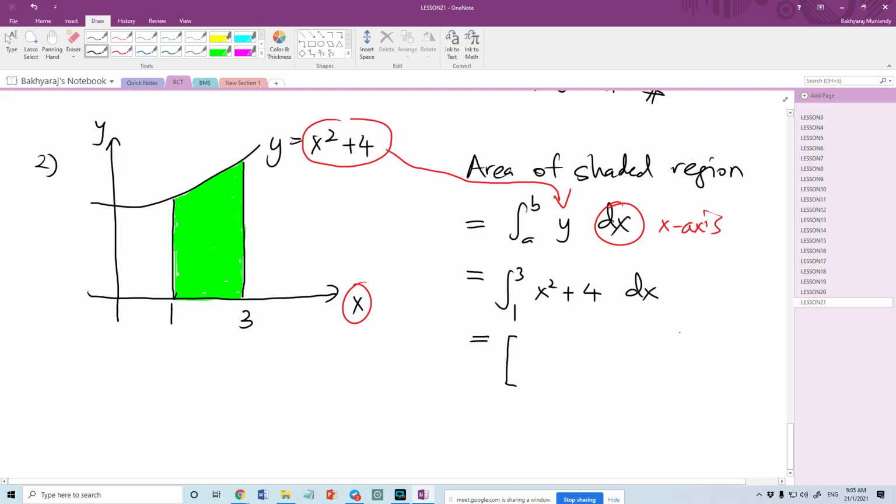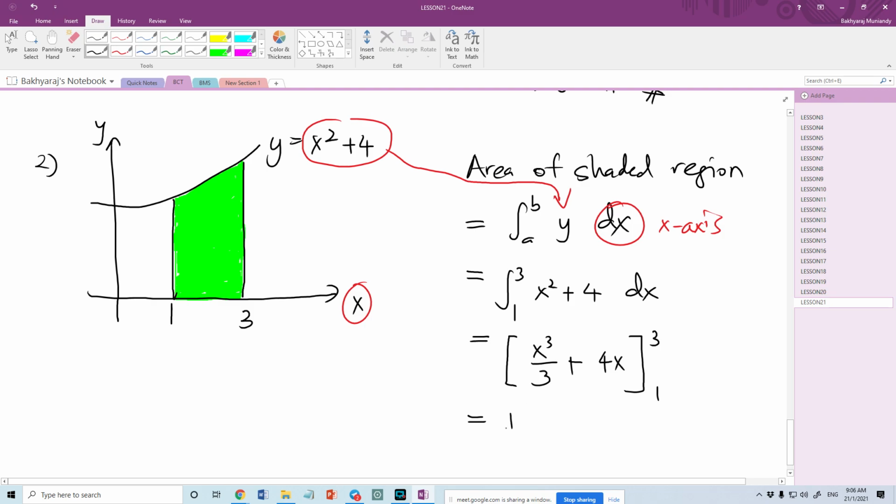Okay, integrate this. Correct, x power of 3 over 3 plus 4x and then close bracket, limits 1 to 3. Okay, if it has limits, no need to add c. You don't have c inside your calculation. So you get only this x power of 3 over 3 plus 4x and then your limit is 1 to 3.